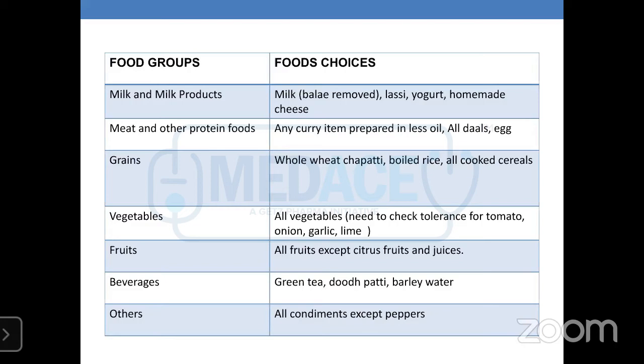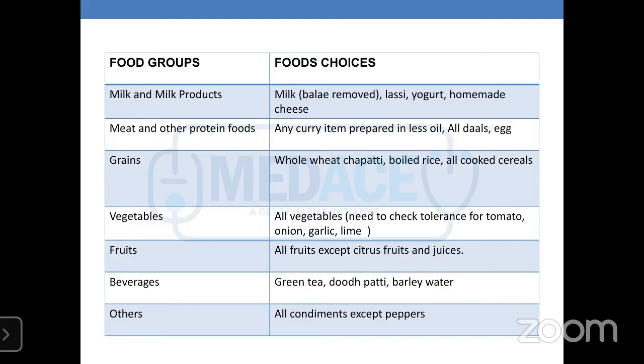Then vegetables: all vegetables can be consumed. There is no restriction, but we need to check some vegetables for tolerance, which include tomato, onion, garlic, and lime. If the person has an issue with consuming these particular vegetables, we should ask them to avoid them for a certain period of time. It is also an observation that if a food is not tolerated the first time, it is not necessary that it will cause intolerance the second time. If we take it after a few days, because when your condition starts to get better, the tolerance issue also gets better with it.